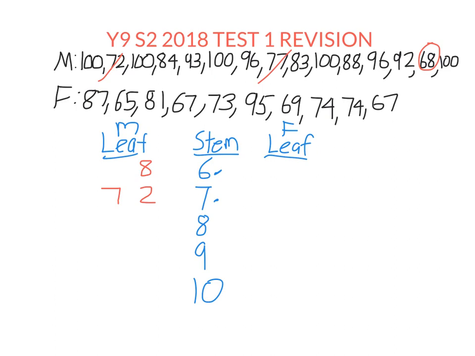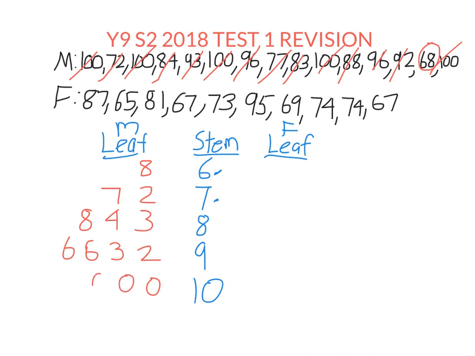We'll do the same for the 80s. We have 84, 83, and 88. Again, we need to put them in order, so it goes 3, 4, 8. And then in the 90s, we have 93, 96, 96, 92. So 92, 3, 6, and 6. So they're in order. Then in the other one, we have 1, 2, 3, 4, 5 scores of 100, so I'm just going to put 5 zeros.